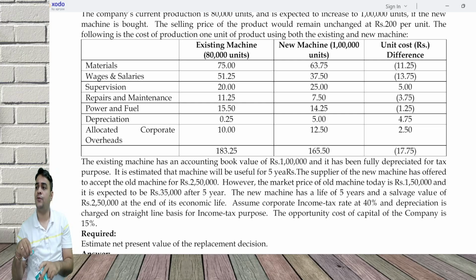What is the sale value of the old machine? I have two choices, to give it to the supplier or sell it in the market. I'll obviously give it to the supplier. And the supplier will also take it, because my replacement means I'm buying the new machine and giving him the old machine. So sale value is 2,50,000. Book value?